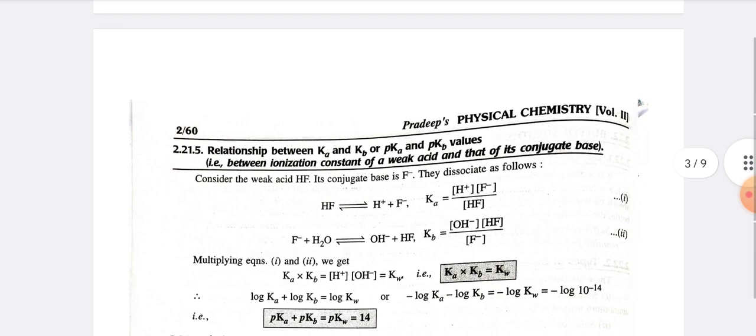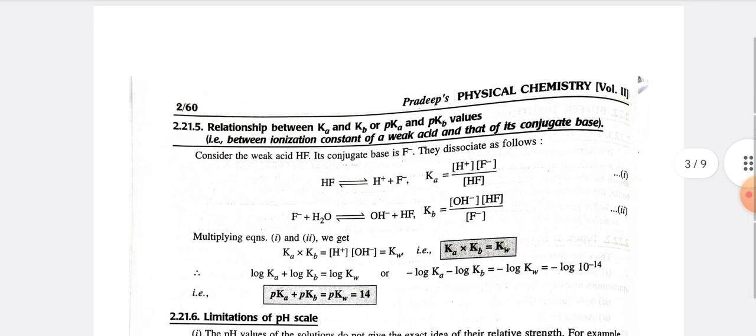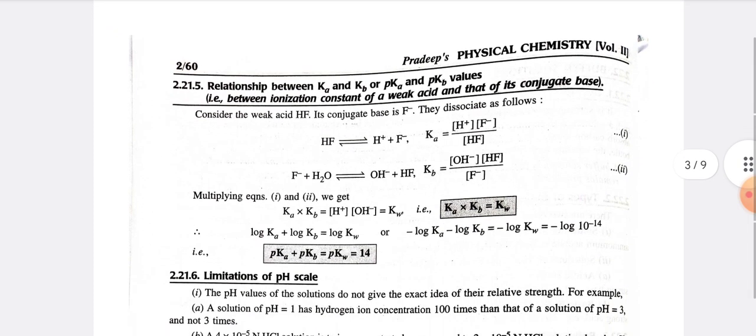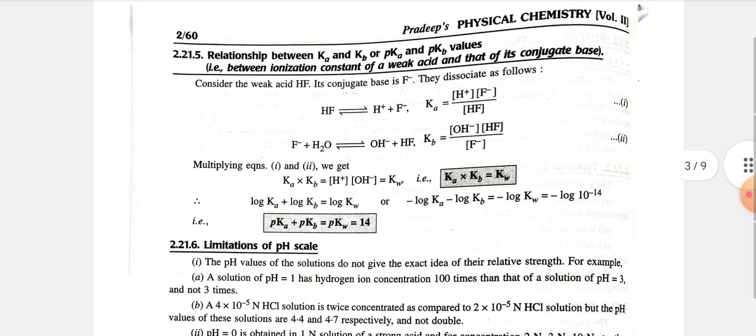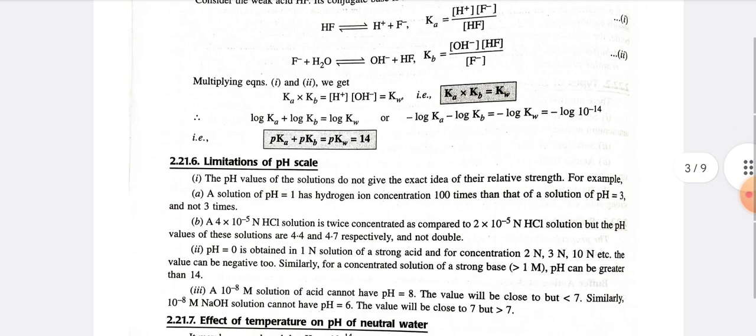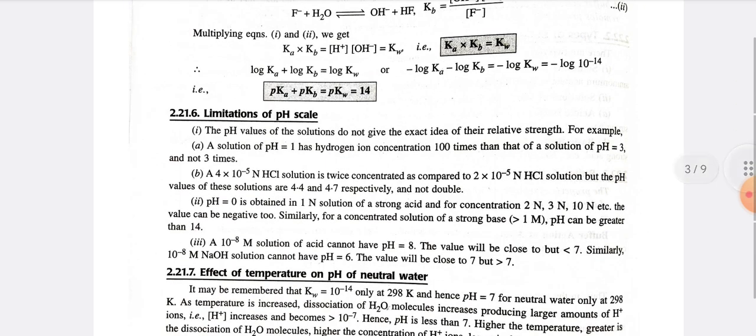Next, the relationship between Ka and Kb, or pKa and pKb values. Firstly, the relationship between Ka and Kb: Ka times Kb is equal to Kw, and pKa plus pKb is equal to pKw, which further is equal to 14. Next, limitation of the pH scale.